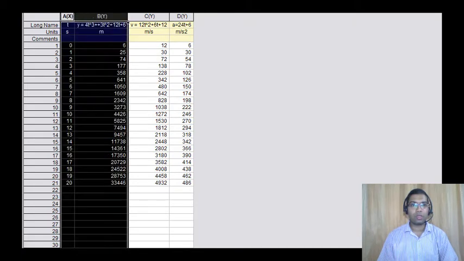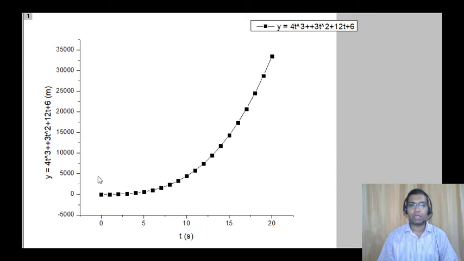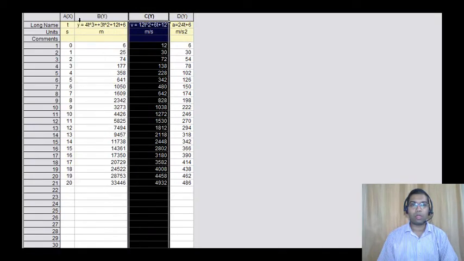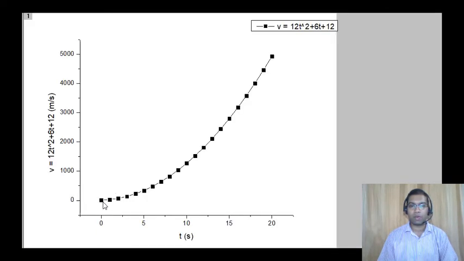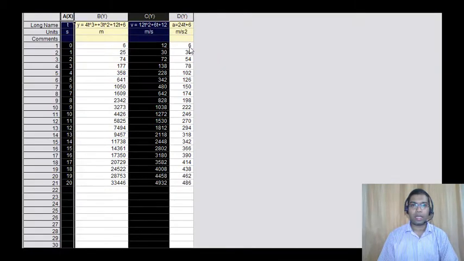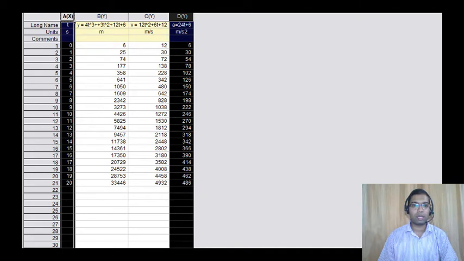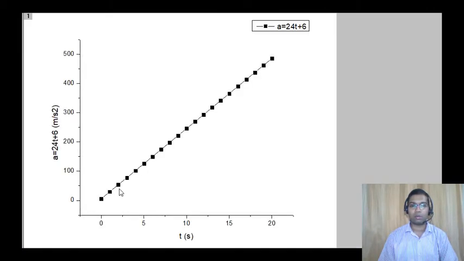First let us plot displacement and time and see how the graph looks. This is how our displacement time graph looks. It's a smooth curve which is moving upwards. Now we will plot velocity time. You have another curve compared to the first one. We'll not be able to make out much difference here, but still, this is a curve. Let us plot acceleration and time. It looks like a straight line.